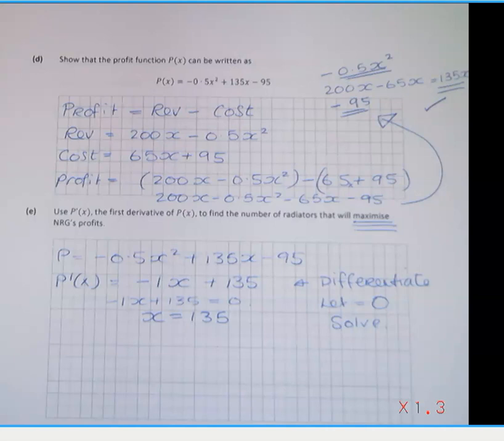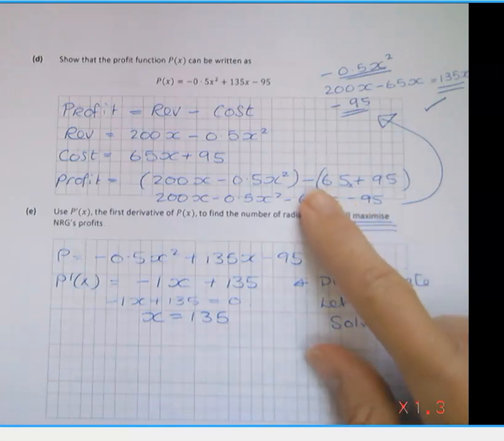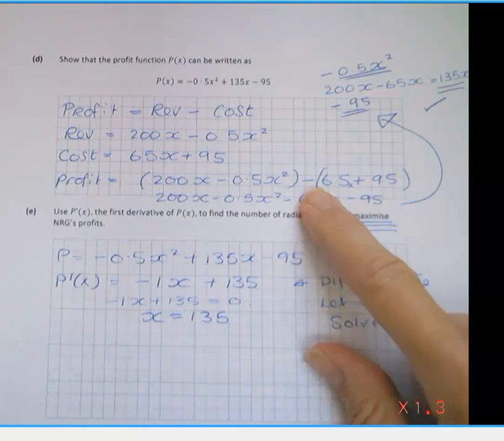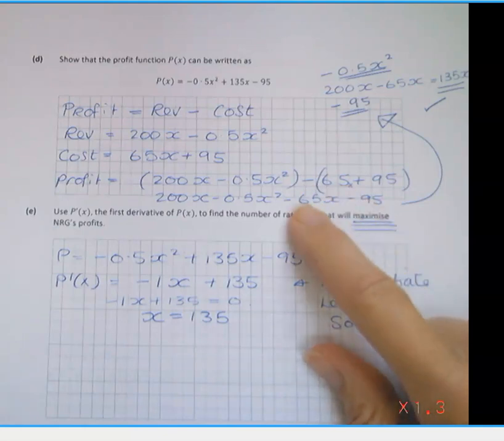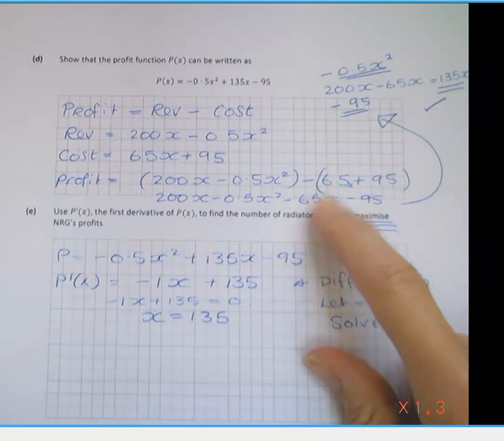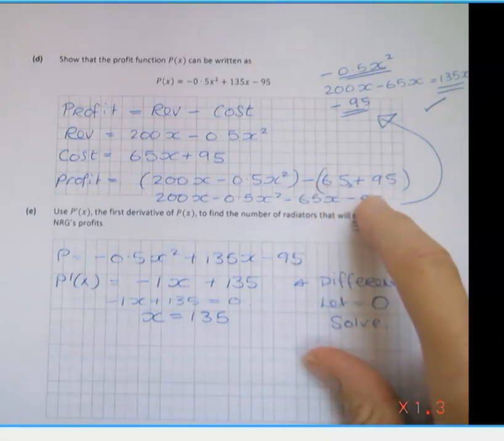profit is equal to your 200x minus your 0.5x squared, take away your cost formula. In terms of that, make sure this minus sign is multiplied correctly across the bracket. So your minus gets multiplied by your 65x, so you get minus 65x. But the minus also gets multiplied by your plus 95, so you get minus 95.